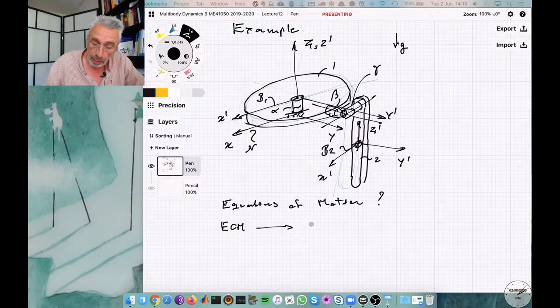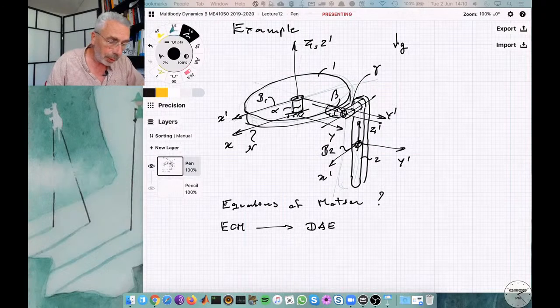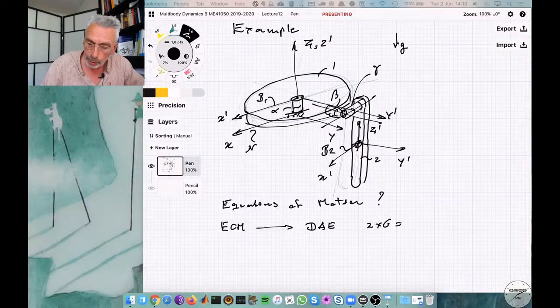just a differential algebraic approach. We formulate the equation of motion of every individual rigid body, and then we formulate the constraints. We have 3 hinges, so the 3 hinge constraints, and then we get our coupled set of differential algebraic equations. Now let's do some counting. If we have 2 bodies, then the number of coordinates we have is 6 for each body. So we have 2 times 6 is 12 coordinates, right?